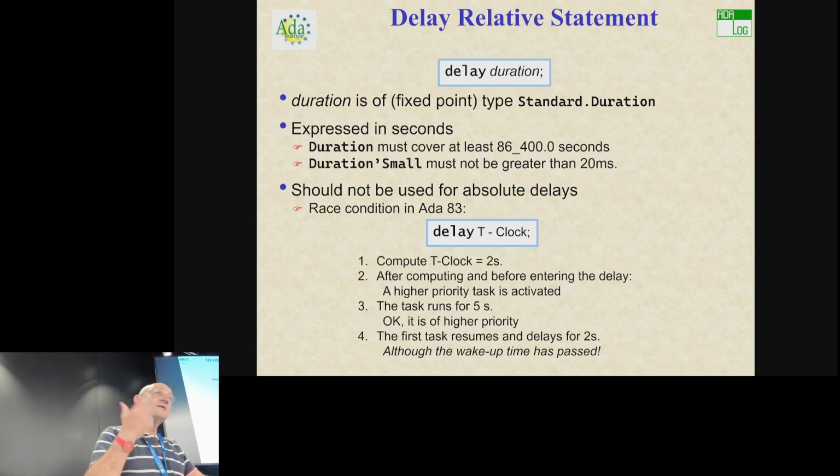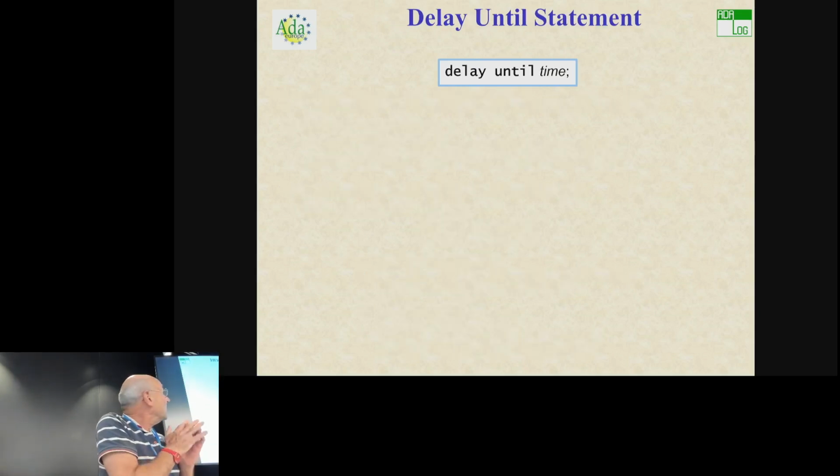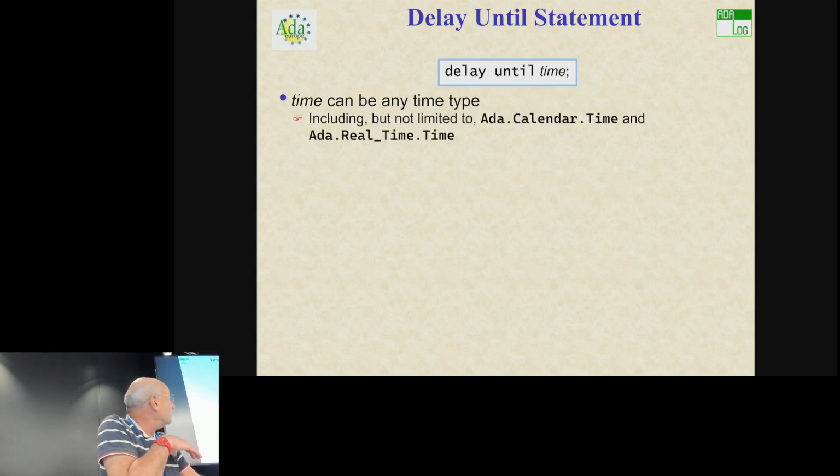By the way, when they designed Java in the 2000s, so that was 17 years after that problem, they made the same error. So in Ada, starting in 95, we have the delay until statement where the wake-up time is given as a time and not a duration. And this one has no problem. Note that the time can be any time type.